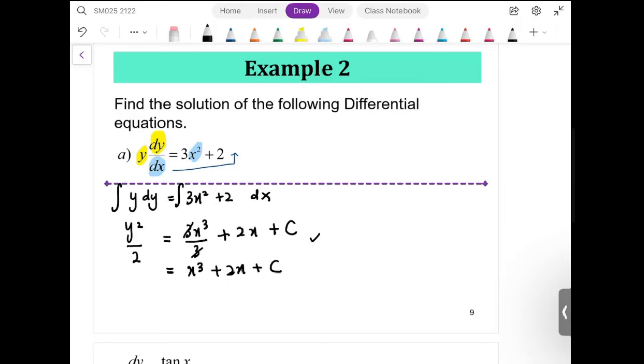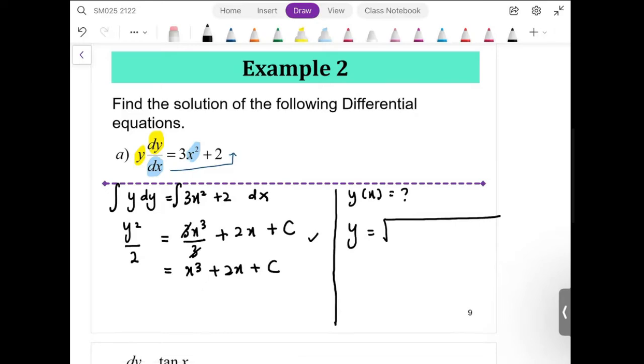So, sometimes, like I said earlier, the question will ask for y in terms of x. If they ask for that, then you have to rearrange. Make y the single subject on our left side. So multiply by 2 and then we set it, so y would be 2 times x cubed plus 2x plus c.